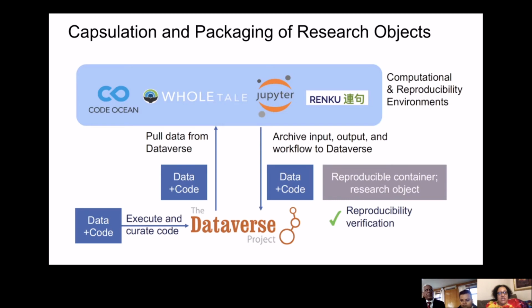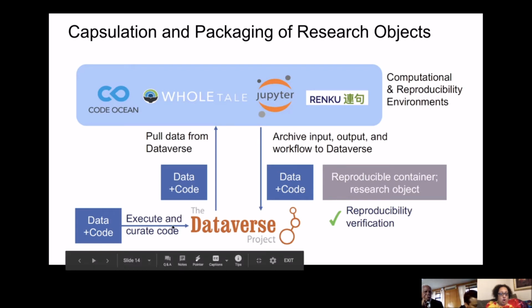Encapsulation and packaging is the ability to do computational reproducibility, to run reproducibility in other environments. CodeOcean is working with journals right now in helping them to do reproducibility verification. There is also Whole Tale, Jupyter, and Renku. With these, you can pull the data and the code from the Dataverse. It would run, you would execute the code, and then put the data back into Dataverse.